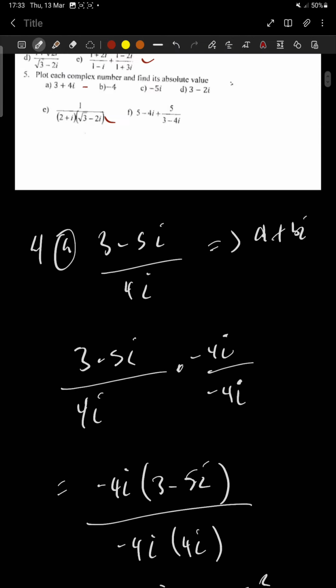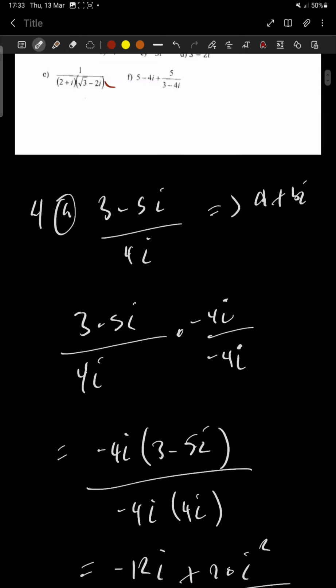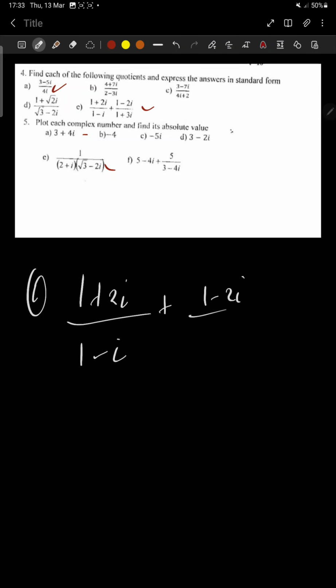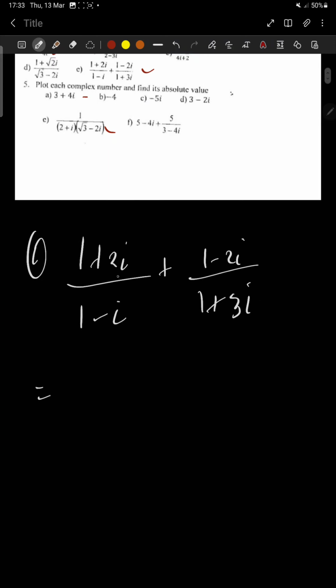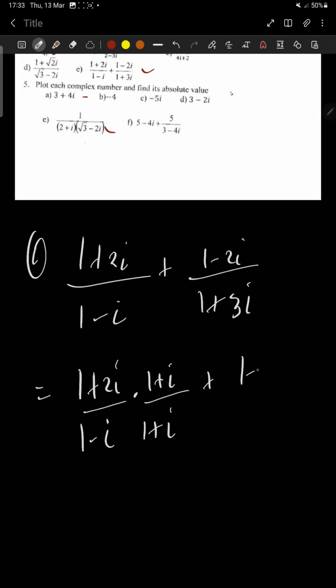Okay, let's go to part C. So we have (1 plus 2i) over (1 minus i) plus (1 minus 2i) over (1 plus 3i). So what are you going to do here to express it in standard form? Rationalize this. 1 plus 2i over 1 minus i: rationalize this will be 1 plus i over 1 plus i. Plus even here, rationalize this one alone. This will be 1 minus 3i over 1 minus 3i.